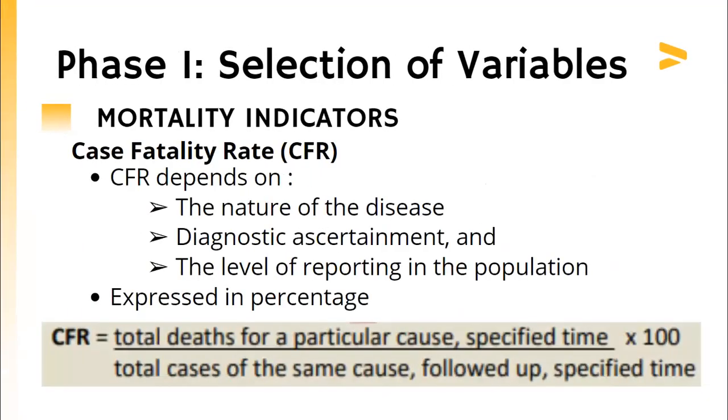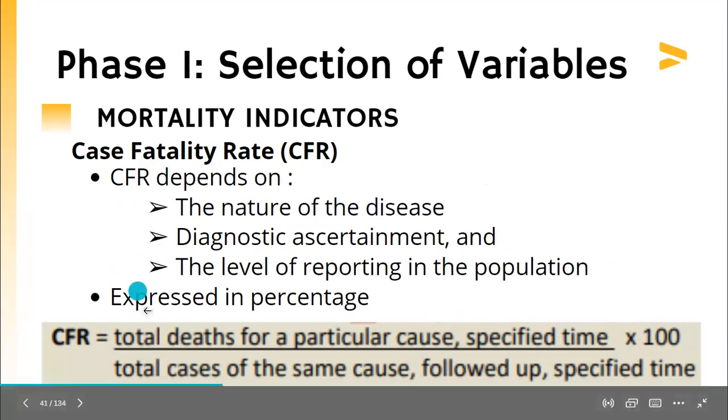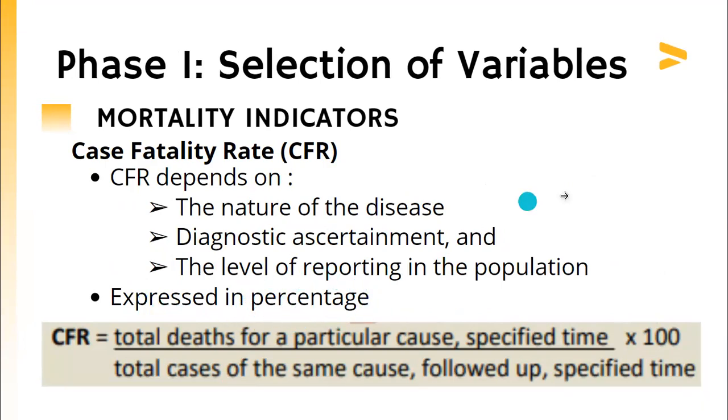So how do we compute this? Your CFR is dependent on the nature of the disease, the diagnostic ascertainment, and the level of reporting in the population, and this is expressed as a percentage. In other words, this is a proportion. Your CFR is computed as the total number of deaths for a particular cause at a specified time over the total cases of the same cause followed up at a specified time.